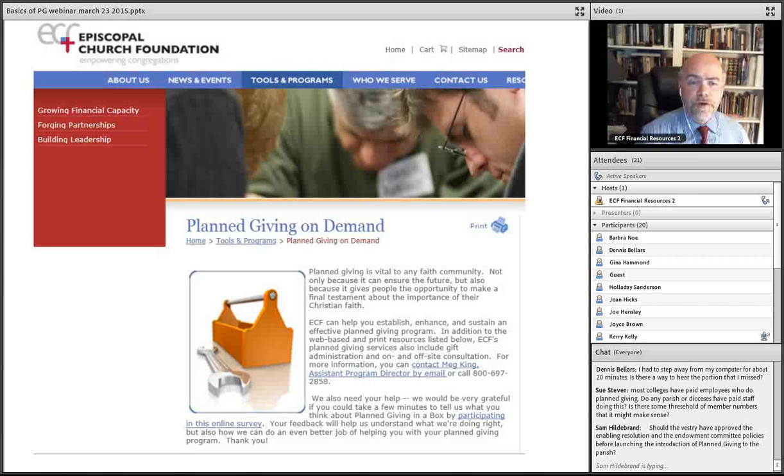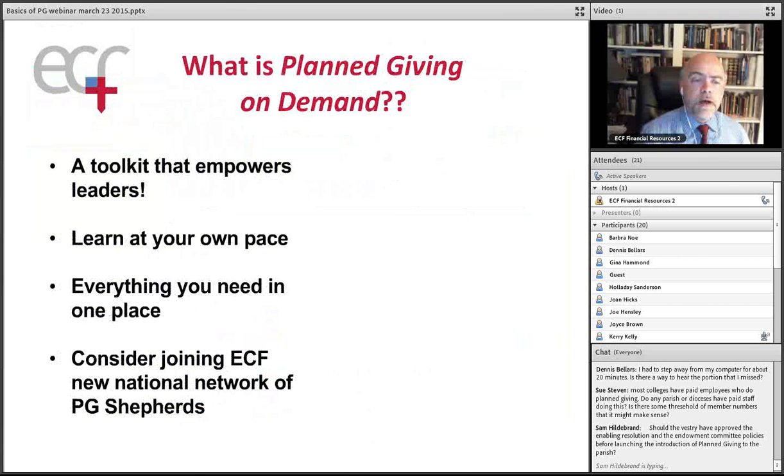This is a quick view of how the page looks. But what I wanted to highlight to everyone, and this addresses an earlier question about how we are able to help your leadership. We're able to help them through all of these resources, but especially through this. Because what we have uncovered is that you need to appoint someone that we call the Planned Giving Shepherd.